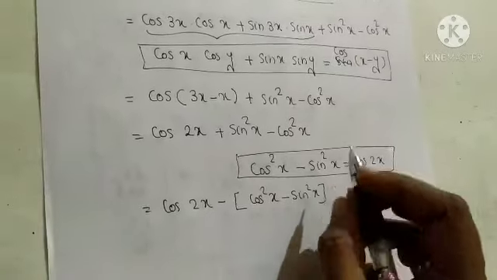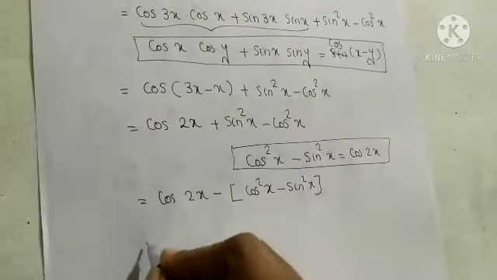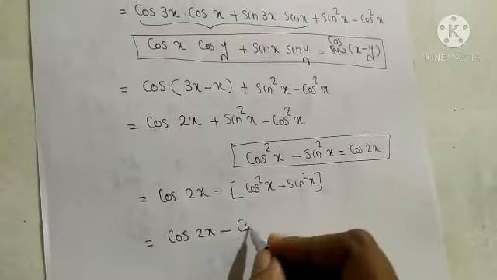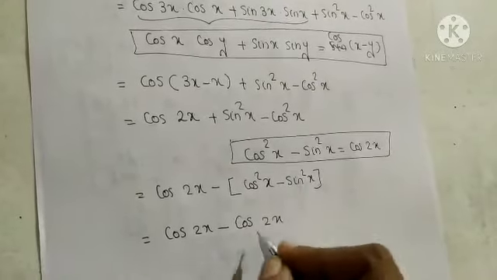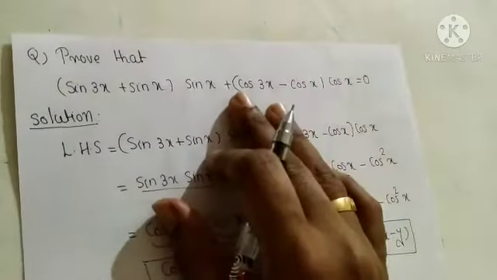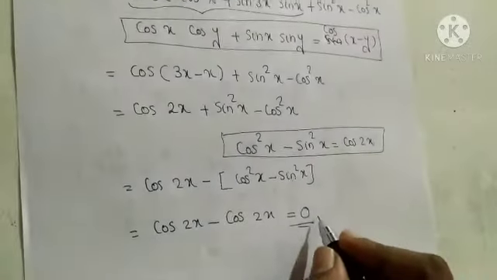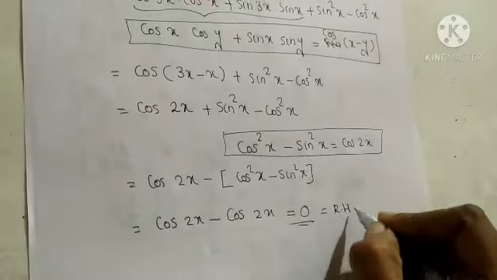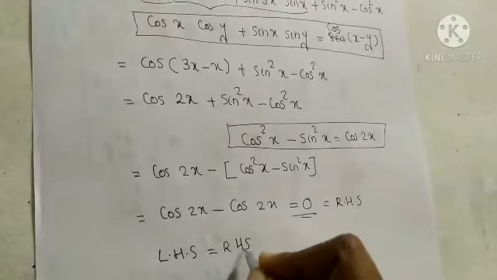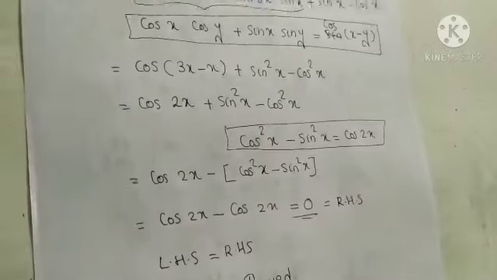In the next step, I am going to replace this cos² x minus sin² x by cos 2x. So here we get cos 2x minus cos 2x, and the value of cos 2x minus cos 2x is 0. In our question, we need to prove that our LHS is equal to 0. So we have proved it equals 0, that is our RHS. So in this question, we get LHS equal to RHS, hence proved. I hope you understood this question.